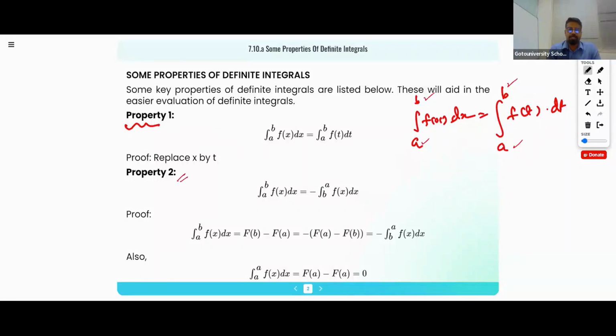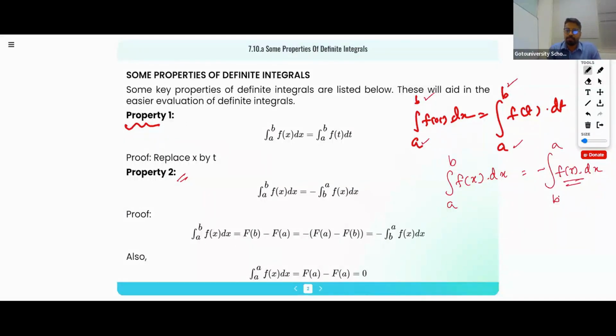The second property is very important and interesting, which will help us in many places. If we have an integral from a to b of f of x dx, and you want to change the direction of the limits, it will change the sign also. Therefore, the integral of f of x from a to b is equal to minus the integral from b to a of the same function f of x.